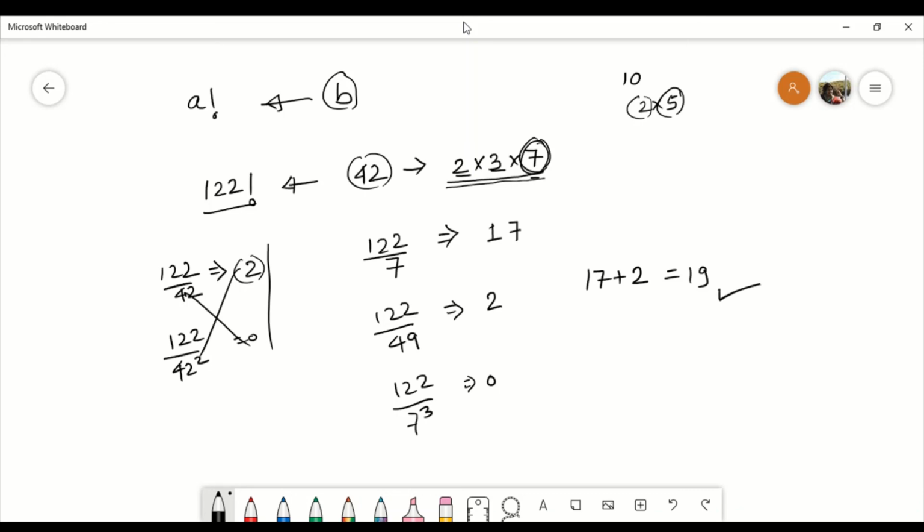So I think this concept was clear to you, and you will be able to apply it in any scenario where you are asked to find the number of zeros in a particular expression or factorial, or to find the maximum power of a prime or non-prime number that divides a particular factorial.